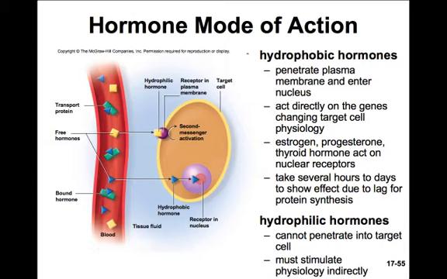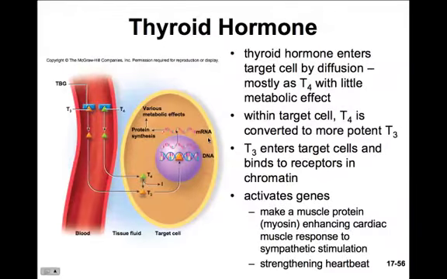Hydrophilic hormones cannot penetrate into the target cell, so they must stimulate the physiology changes indirectly by binding to a receptor that's located in the cell membrane. Then we'll see activation of a multitude of different second messenger systems in order for these hormones to elicit their effect on their target cells.